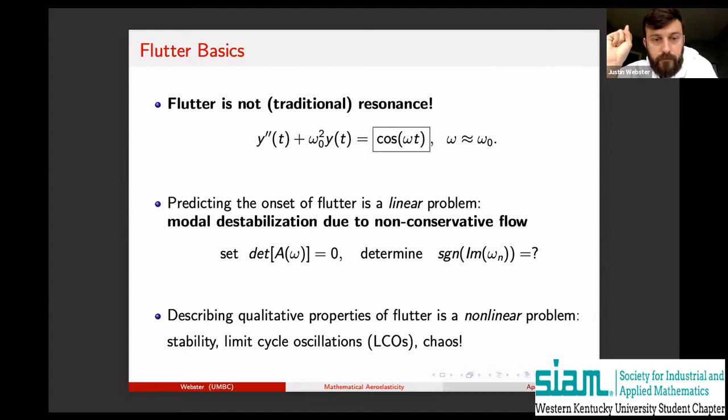Okay. The actual qualitative properties of flutter, if you want to know what flutter looks like after it has occurred, that's a nonlinear problem. This is a big distinction from the point of view of modeling and analysis. If all you want to do is predict when it happens, or say that it won't happen, that's linear theory and can be done with linear differential equations. But if you want to know what it looks like and describe it qualitatively, that is nonlinear theory. And as you know, in all branches of mathematics, nonlinear things are harder than linear things. Maybe I'm wrong. There's probably some branch of mathematics where that's not the case, but for most branches of mathematics, nonlinear problems are harder than linear problems.